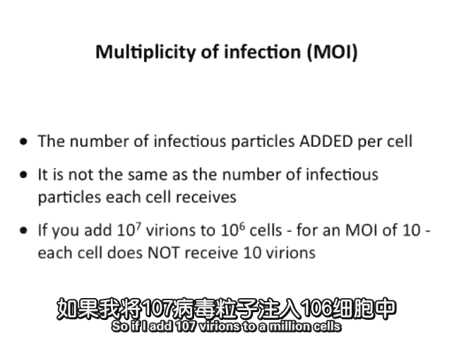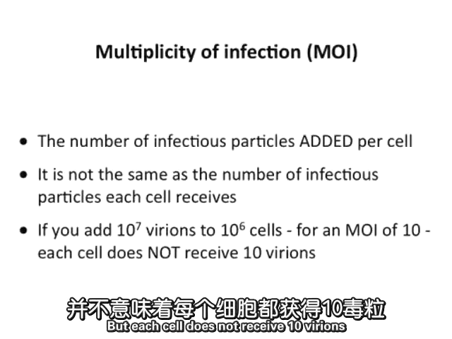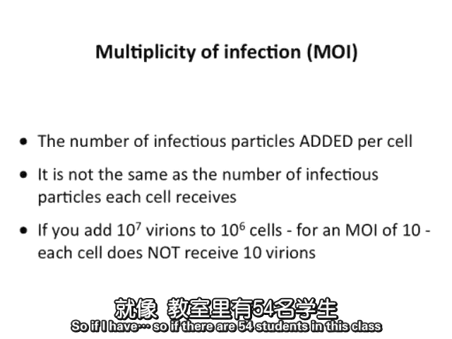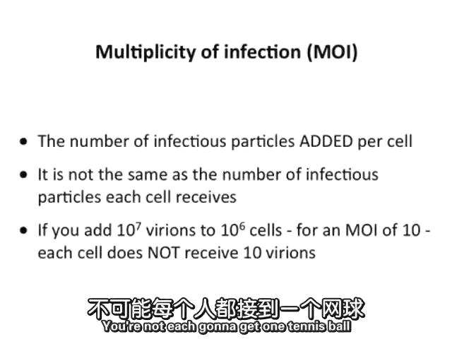So if I add 10 to the 7th virions to 1 million cells, that's an MOI of 10, but each cell does not receive 10 virions. So if there are 54 students in this class and I have a bucket of 54 tennis balls and I throw it at you, you're not each going to get one tennis ball.